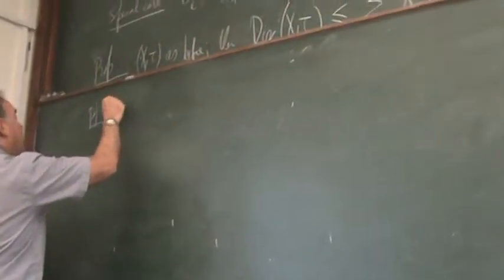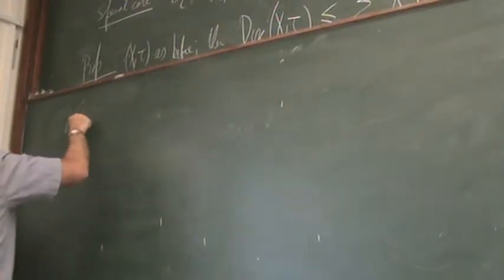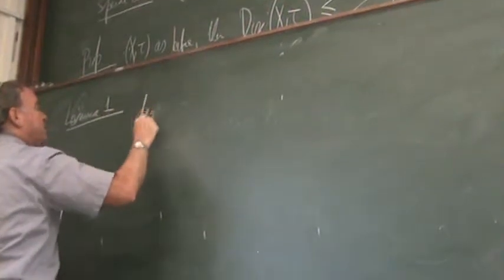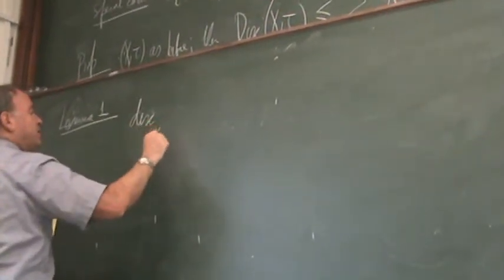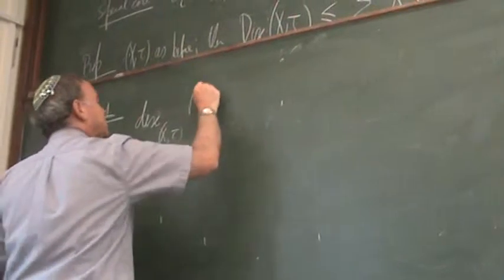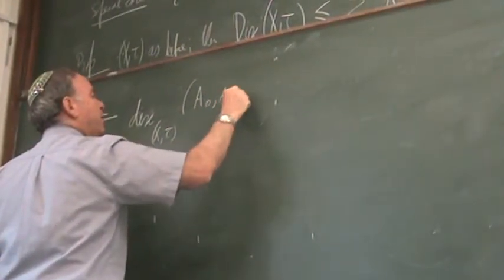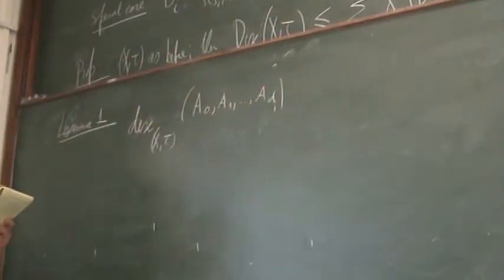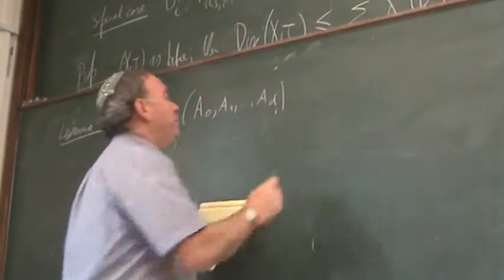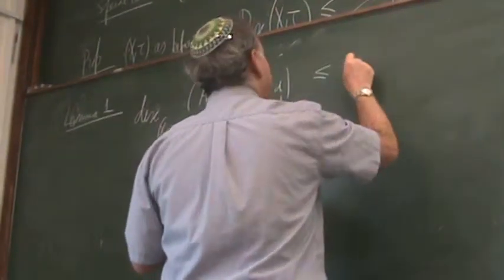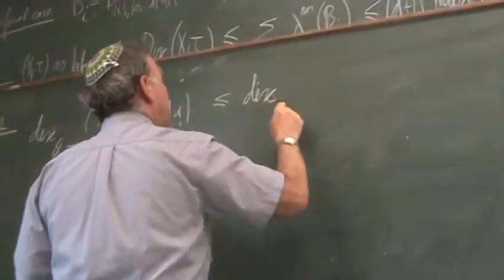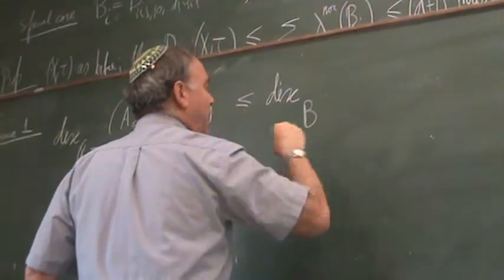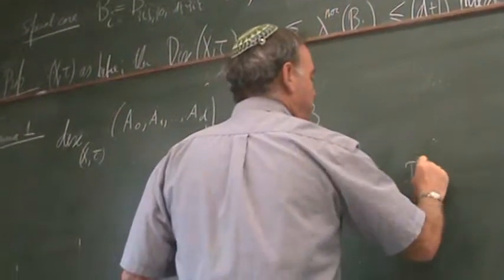I want to say that the, okay, let's call it lemma 1. The discrepancy of X tau of sets A0, A1 up to AD. Eventually, that's what we want to, this is really what we want to bound. Is at most the discrepancy of the following graph. Let's look at the graph that we called before BI. So remember what is BI?